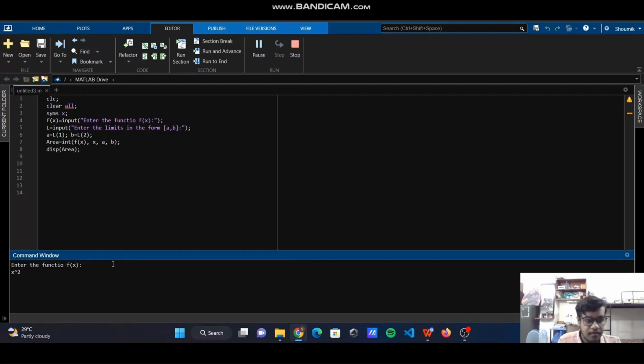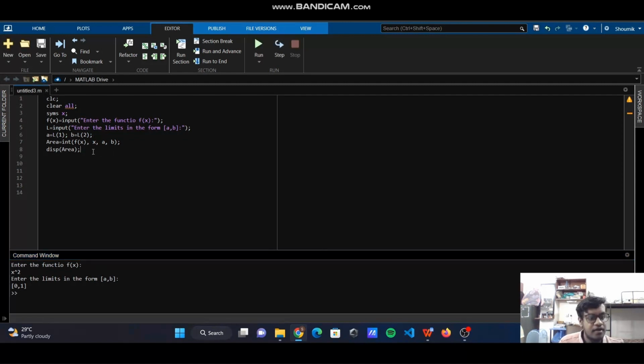Like x square, 0, 1. That's a common mistake, but if you don't disp, nothing, you get no answer. So either use disp area, or what you can do is remove the semicolon. What the semicolon does is hide your output in the code. If you remove all the semicolons, then the command window will be very messed up because it will show you each and every variable that's stored, in the form of a matrix, obviously.